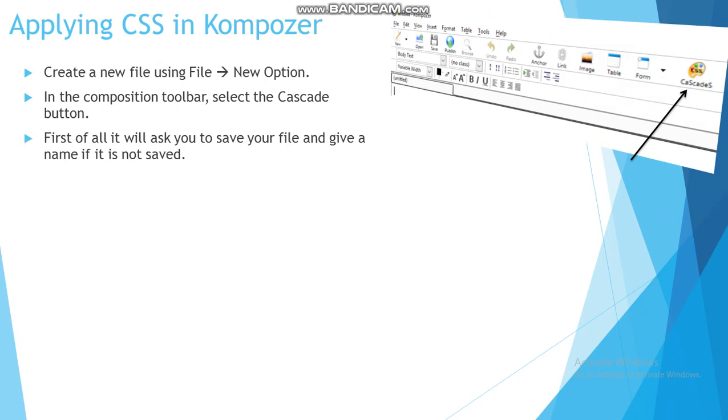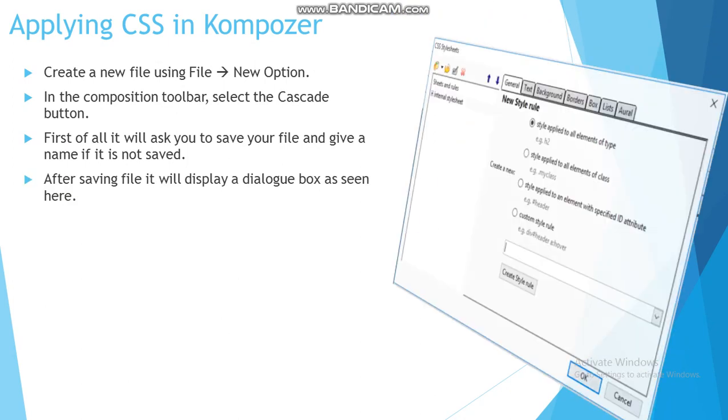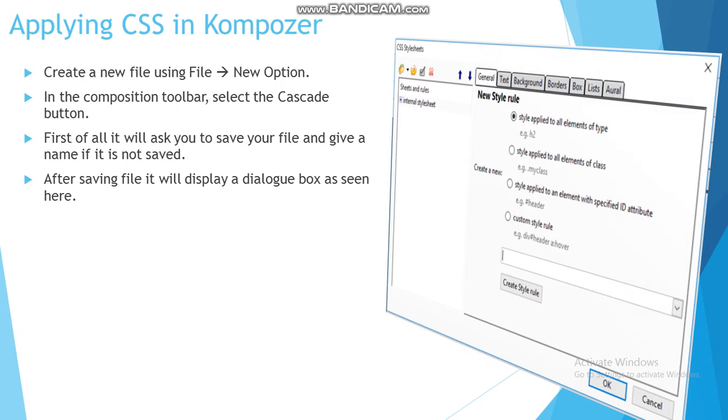First of all, it will ask you to save your file and give a name if it is not saved. So when you click on the Cascade button, if you have not saved your file, then it will ask you to save your file and give a name. After saving the file, it will display a dialog box as seen here. We can define a CSS rule here.